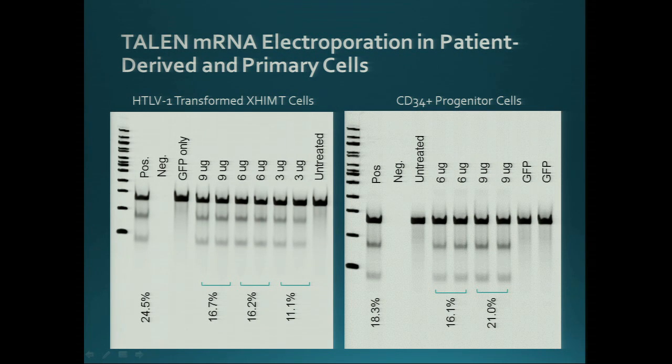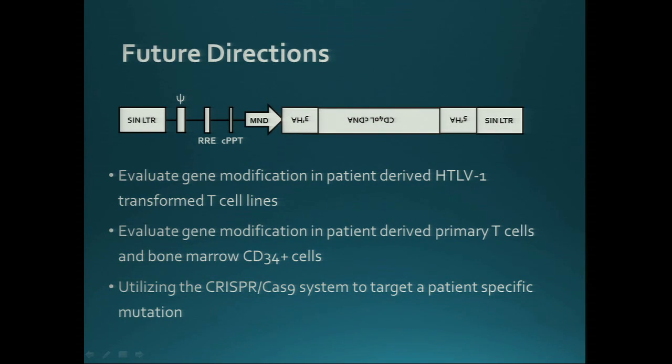On the right, we have normal CD34 cord blood-derived progenitor cells, and when treated with TALEN mRNA, can achieve up to 21% gene disruption. And so we have some very exciting, currently ongoing experiments in the lab, as we have a CD40 ligand cDNA donor cloned into an integrase-deficient lentivirus. And so we'll be evaluating for the reconstitution of CD40 ligand expression when patient-derived T cells and bone marrow CD34 cells are treated with both the TALEN and the cDNA donor.